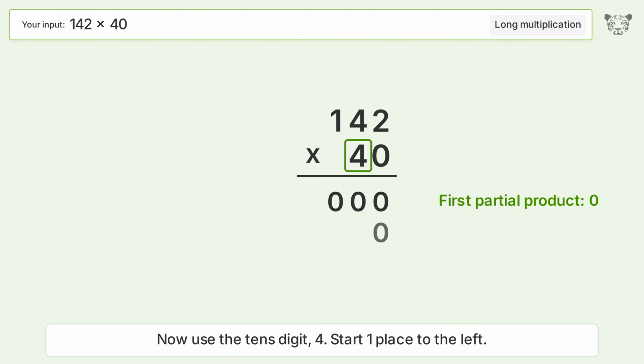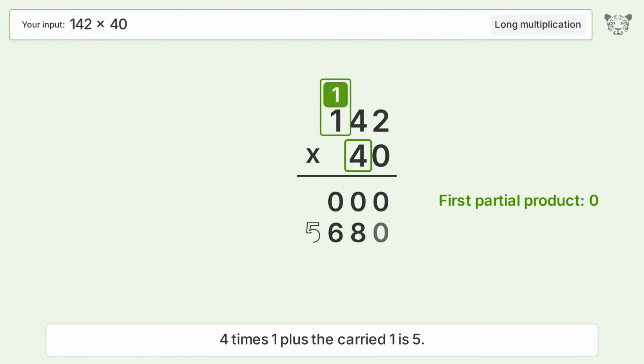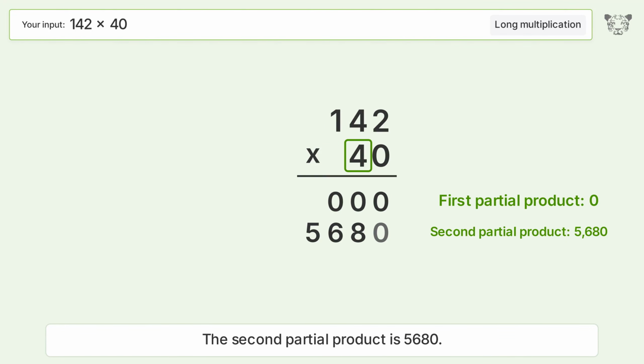Now use the tens digit, 4. Start one place to the left. 4 times 2 is 8. 4 times 4 is 16. Put 6 in this column and carry 1. 4 times 1 plus the carried 1 is 5. The second partial product is 5,680.